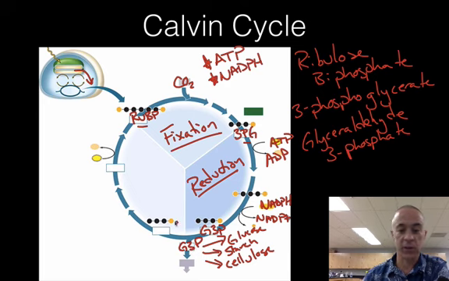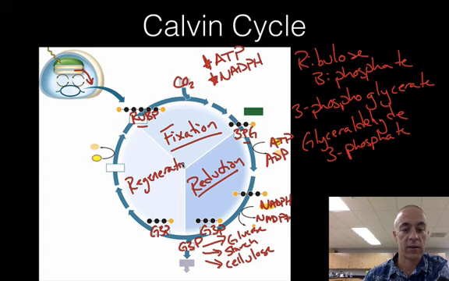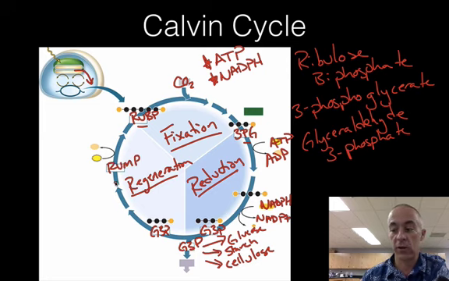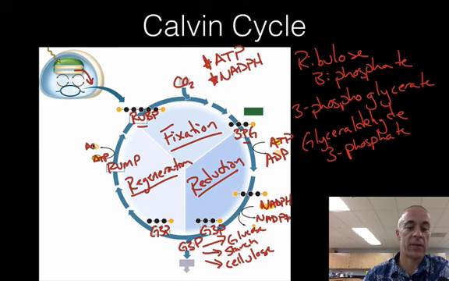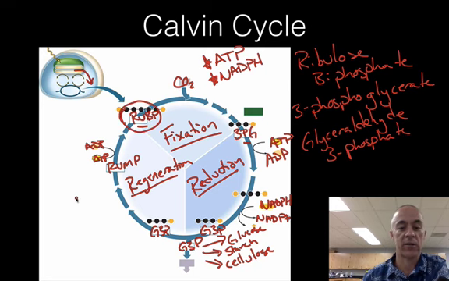After that G3P is produced, there's some leftover G3P molecules that continue in this cycle into what we call the regeneration phase. And this is where our G3P gets recycled back into it first becomes ribulose monophosphate. A little bit more ATP is used up, and ultimately we recycle our starting molecule, which is RUBP.